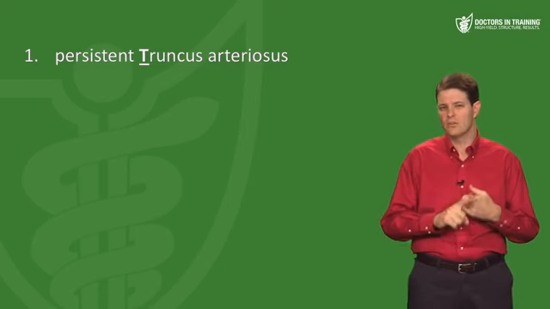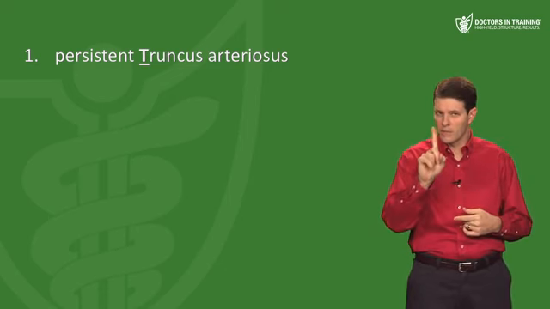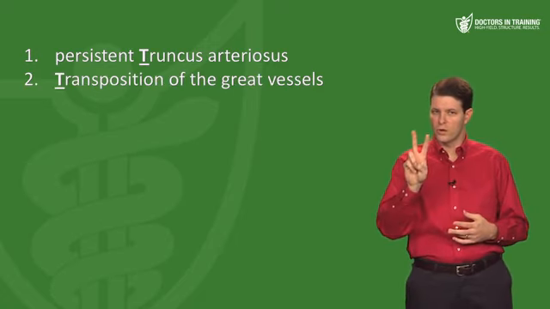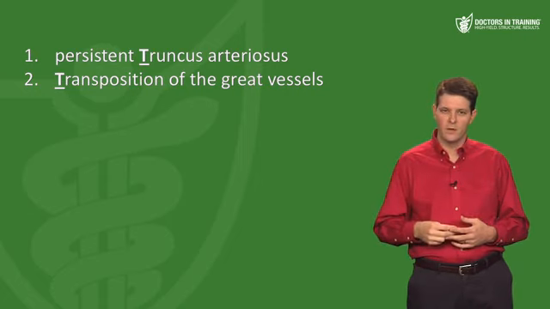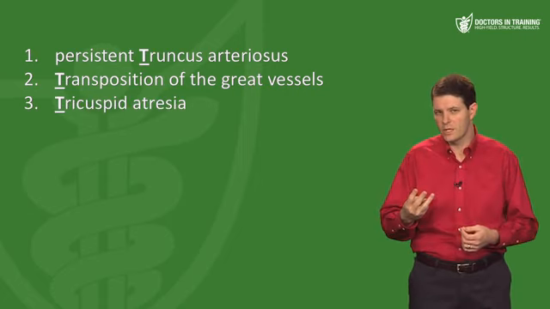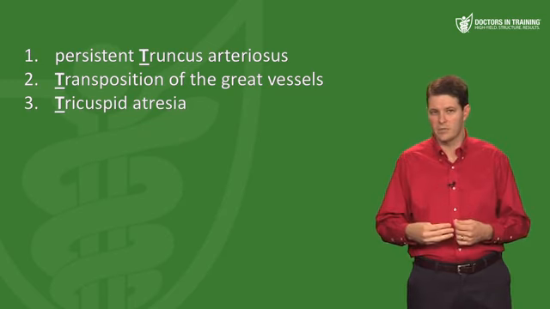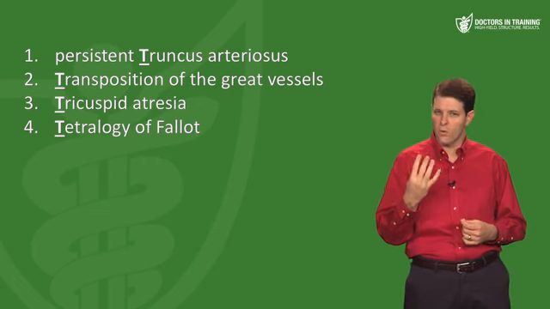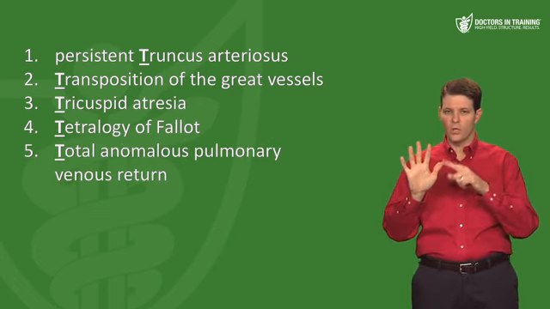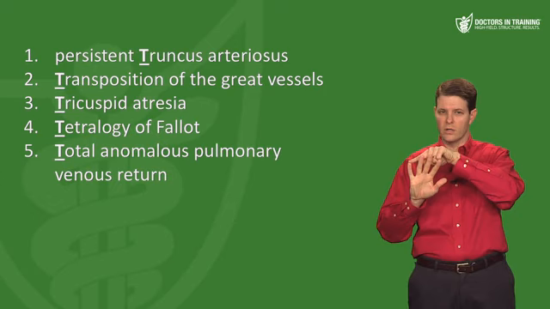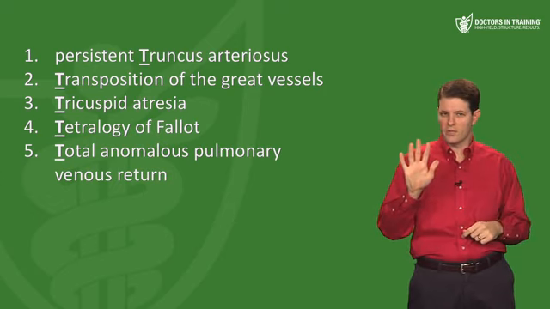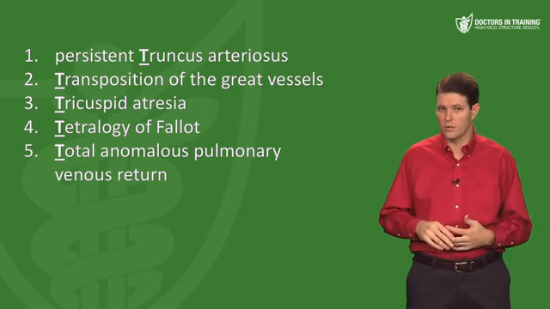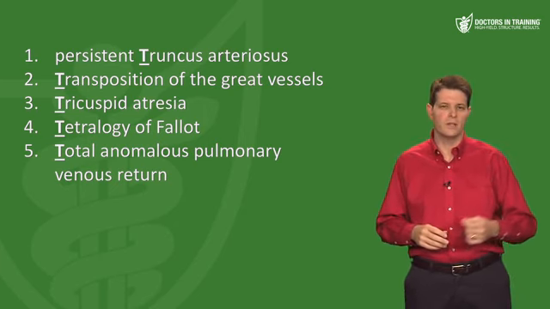1 is a persistent truncus arteriosus because it's one big vessel. Then 2 is transposition of the great vessels because there are 2 great vessels that have swapped positions. Then 3 is tricuspid atresia, 3 for the tri and tricuspid. And then 4 is tetralogy of Fallot because tetra is Greek for 4. And then 5 is total anomalous pulmonary venous return because that name, total anomalous pulmonary venous return, has 1, 2, 3, 4, 5 words in it. And also it's total, so it has to be the largest number. So let's look at each of these one at a time.